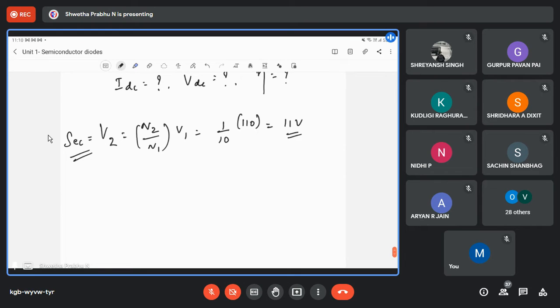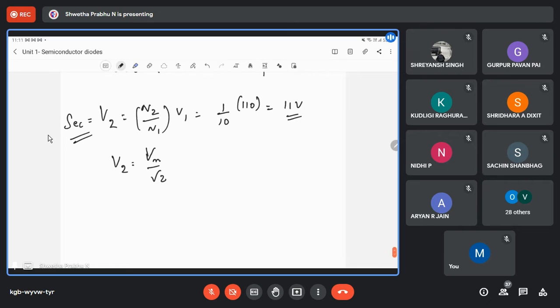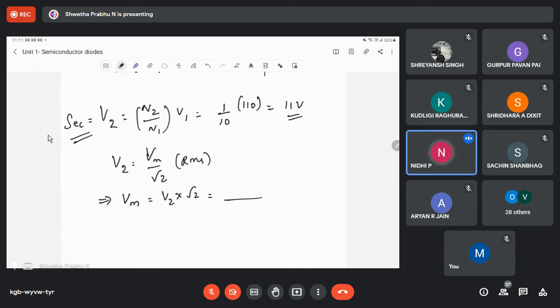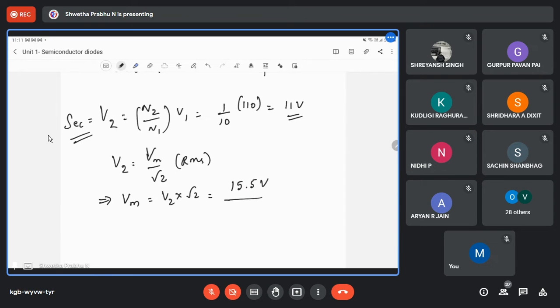Once you find primary and secondary voltage, next use the relation V2 equals Vm by root 2, that is the RMS value of V2, in order to find Vm. So find Vm, that is V2 into root 2. So how much will you get? 15.5 volts.